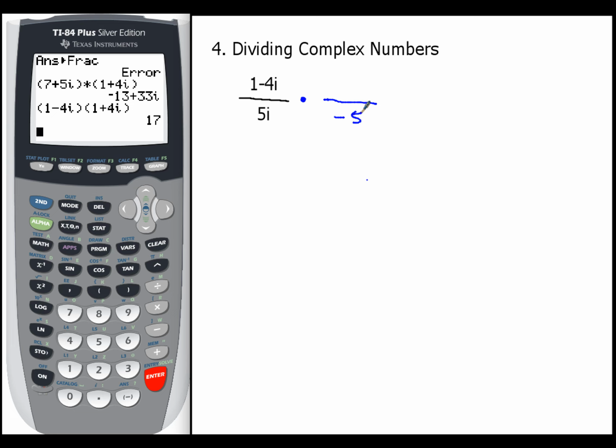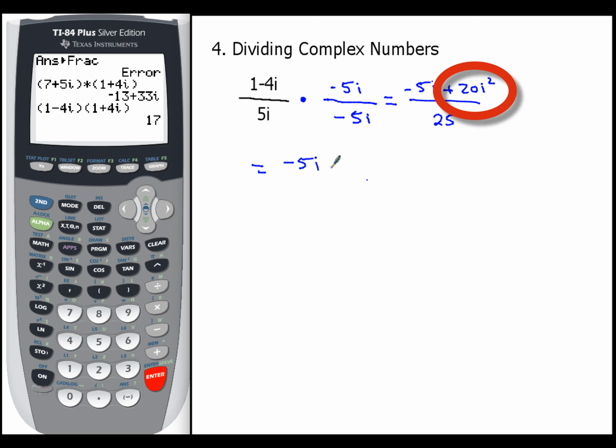So we're going to multiply the numerator and the denominator by negative 5i. Now again, just take your time when you distribute. Negative 5i times 1, we get negative 5i. And then plus 20i squared. All that's going to be over 5 times 5, that's going to give me 25. Now I've got to clean the numerator up a little bit. Negative 5i, and then 20i squared. Do you know what that's going to give you? You should by now. That'll just give you minus 20. All that's going to be over 25.